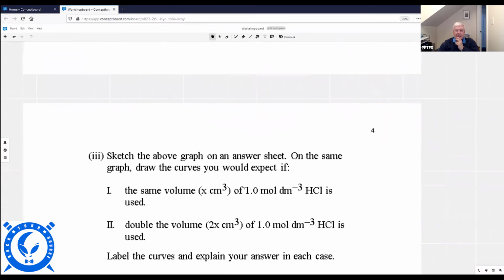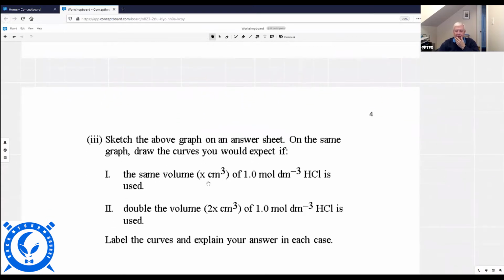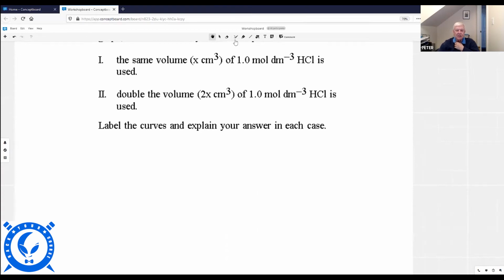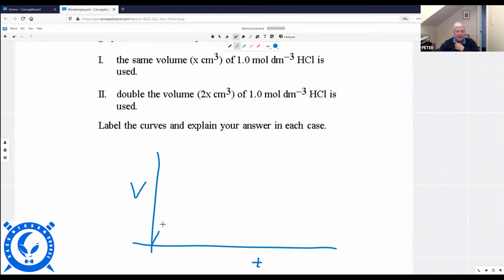Okay, so on the above graph, they want you to draw the curves you would expect if you had the same volume, but now 1 molar instead of 2 molar, or you double the volume and it's 1 molar still of HCl. So to simplify the task, I will just recreate the original plot here, and then we can take a look at how the plot changes as a function of time. So this is the volume of CO2 versus time. And the original plot started off here, and it went up and it leveled off, something like that.